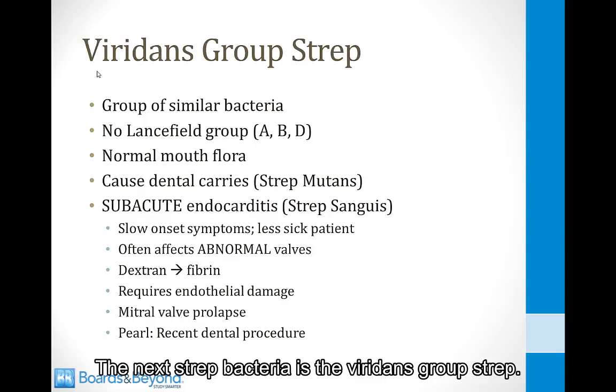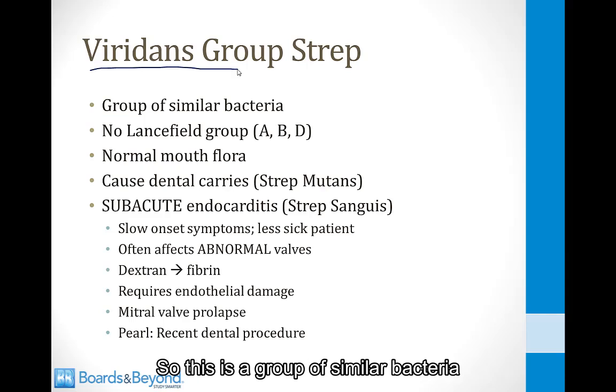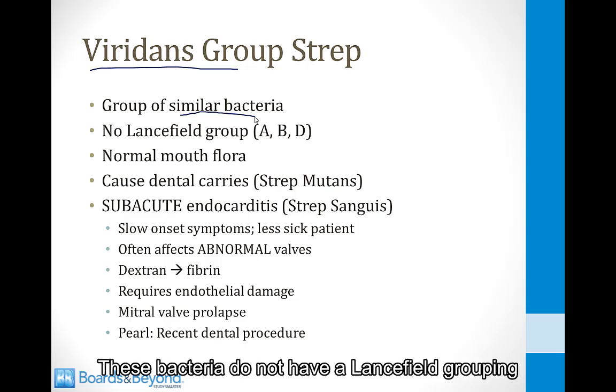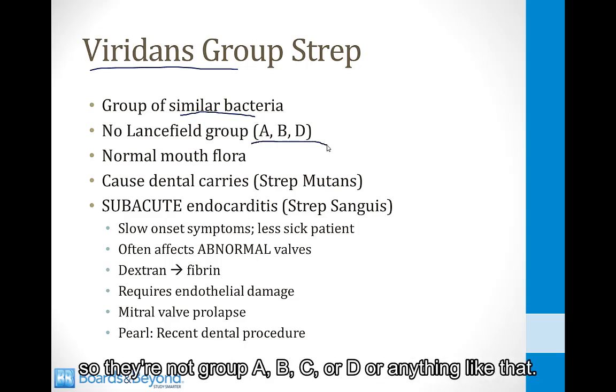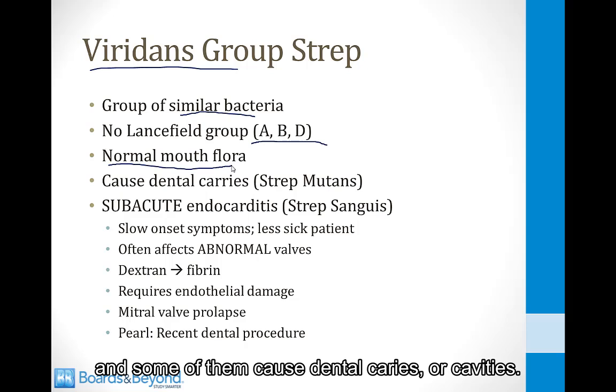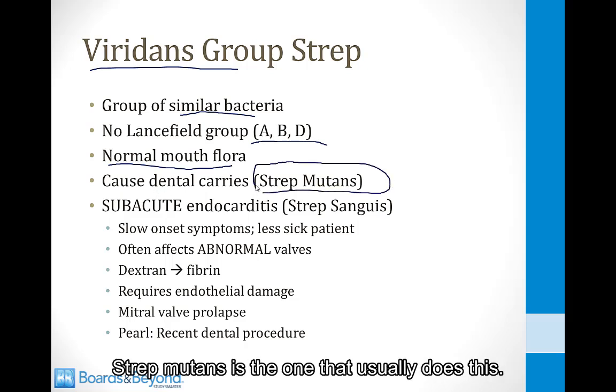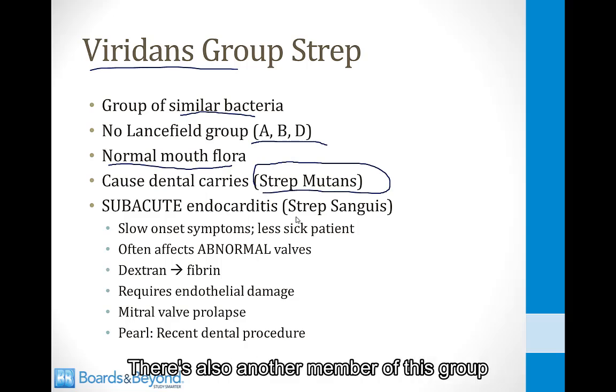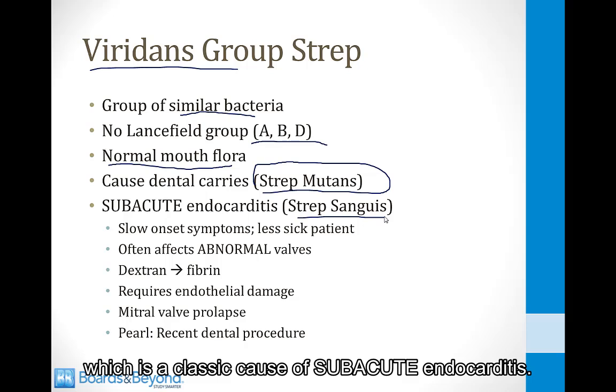The next strep bacteria is the viridans group strep. So this is a group of similar bacteria that's usually just called strep viridans, but it's actually several different bugs. These bacteria do not have a Lancefield grouping, so they are not group A, B, C, or D, or anything like that. They're all normal mouth flora, and some of them cause dental caries or cavities. Strep mutans is the one that usually does this. There's also another member of this group called strep sanguis, which is a classic cause of subacute endocarditis.